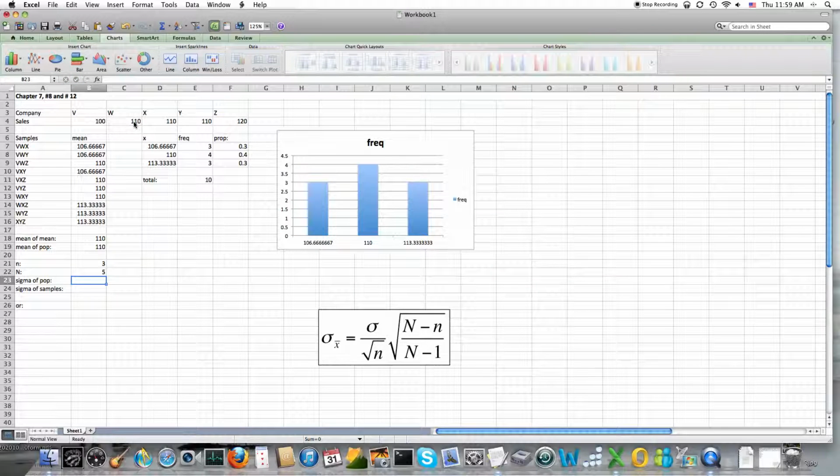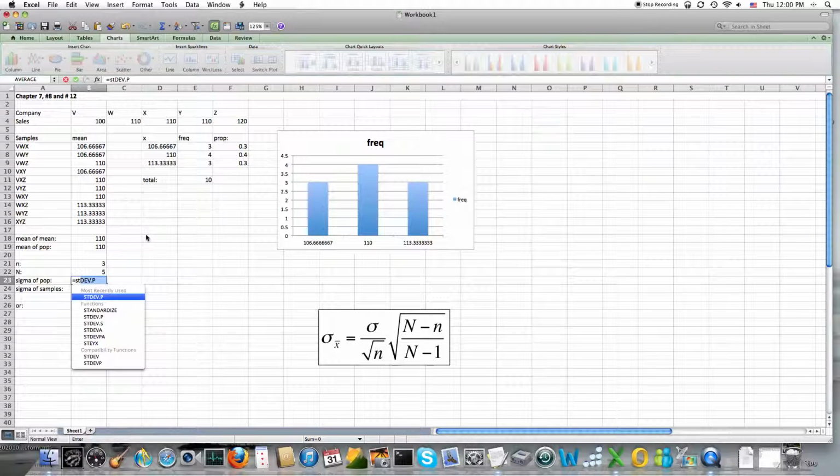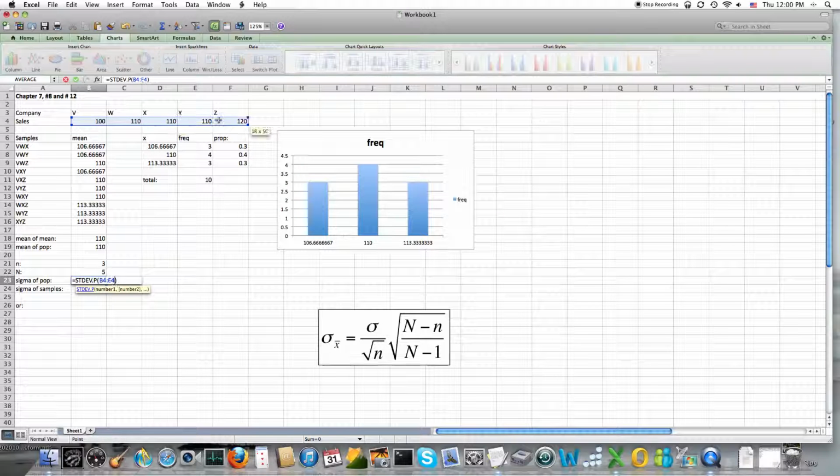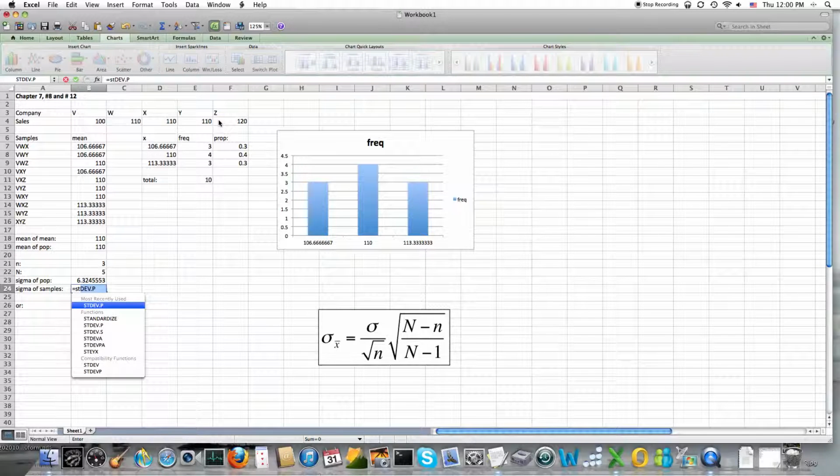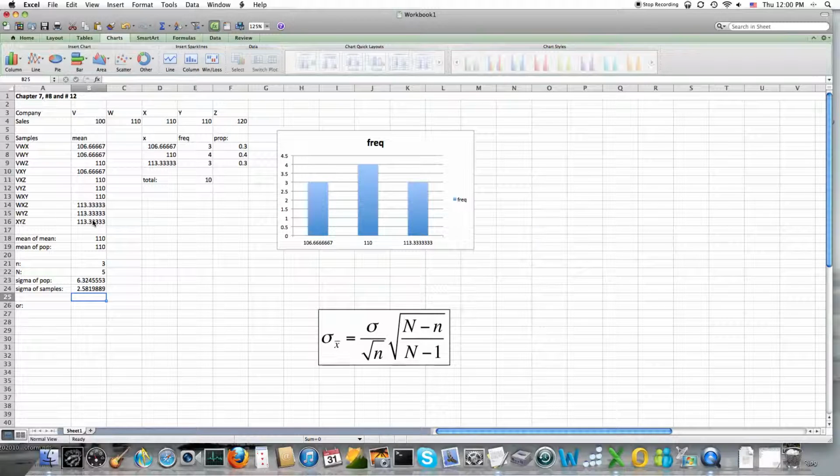And so we want the sigma of the population. That's the regular sigma over here. So that's going to equal STDEV.P. It's important that you use STDEV.P because you're analyzing the standard deviation of a population. And that's there like so. Versus the sigma of the samples. That's still a sigma, so it's still STDEV.P. You're still using population because, and this is where it gets a little tricky to think about, this is the population of all possible samples. Each of these is the mean for one single sample, and we have all 10 possible samples there. And it's 2.5819.